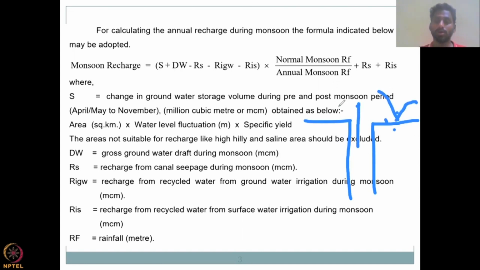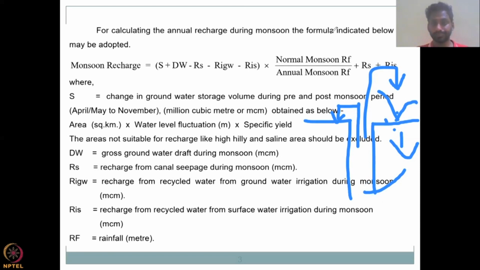When you pull water and put it down, you're pumping water and recharging your area, but most importantly, you are supplying water to the plant. After the plant has taken enough water, water will still move down and then recharge back. Correct? So this is the RIGW, which is recharge from recycled water. It is recycled from groundwater irrigation during monsoon.